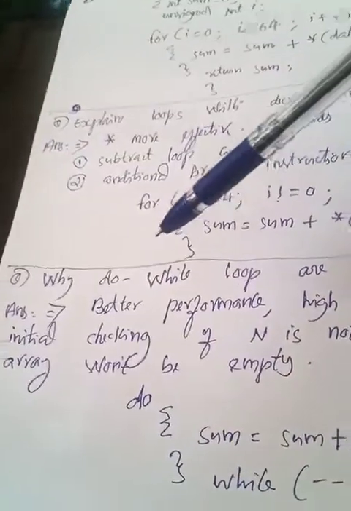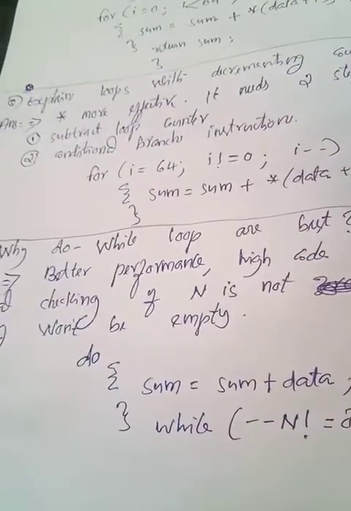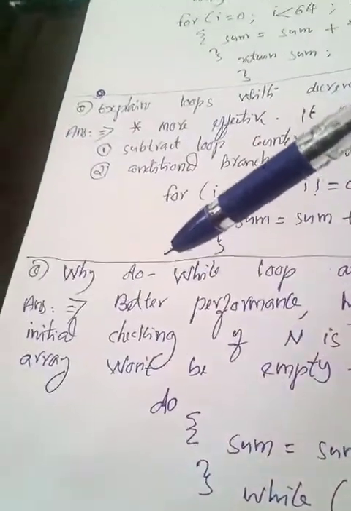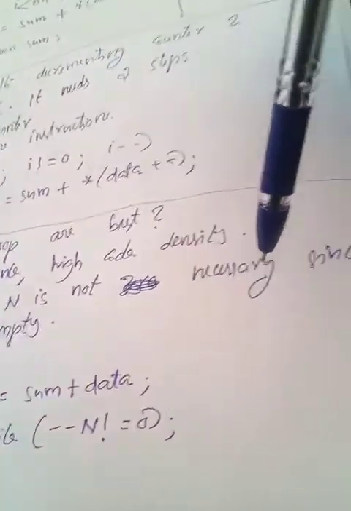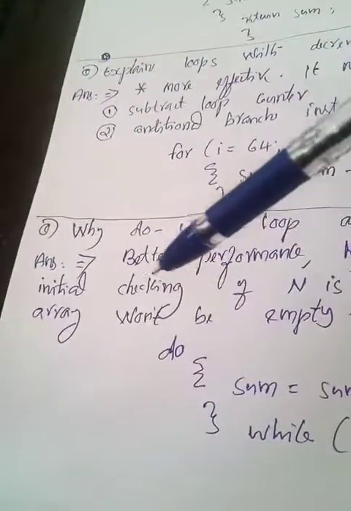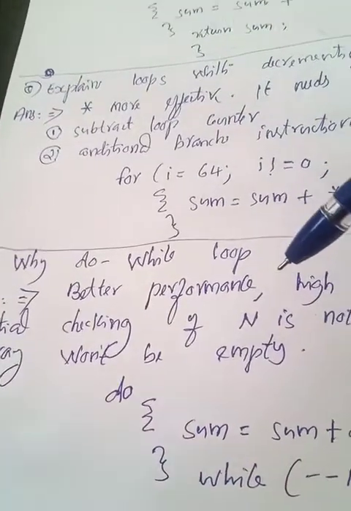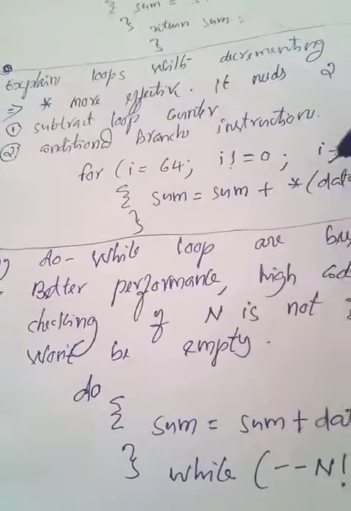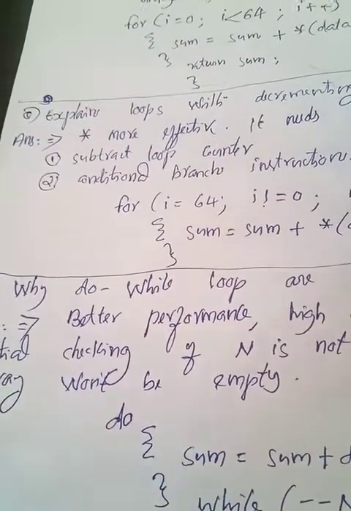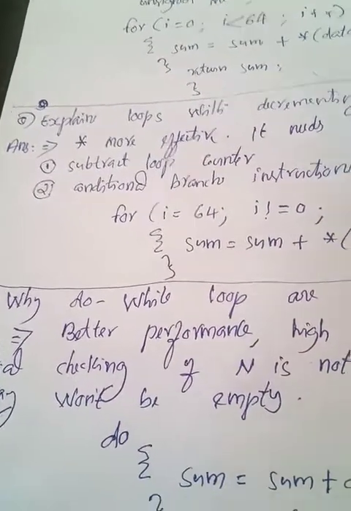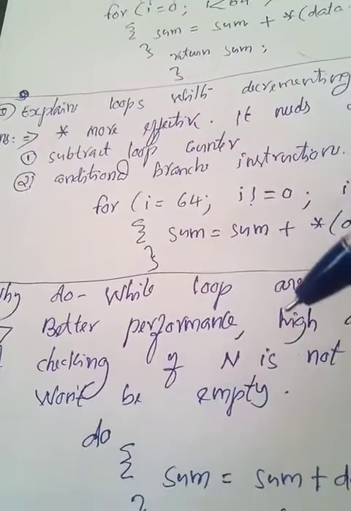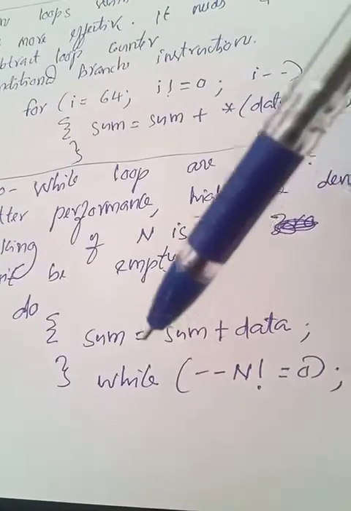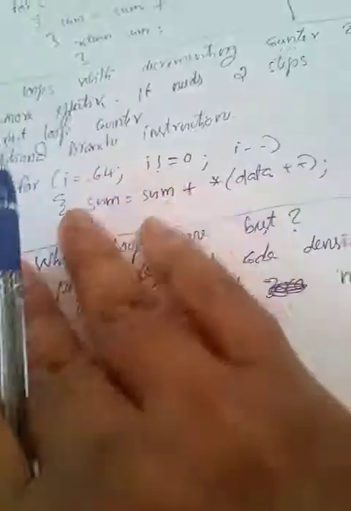Okay. Why is the do while loop the best? Do while loop has better performance and high code density. Initial checking of i is not necessary, because the array won't be empty. If you need the loop to run at least once, then you should go for do while loops, because in all cases a data packet always contains data, so you don't need to check whether it is 0 at the initial stage. So do while loop is more efficient. You can see example 2, sum equals sum plus data, while minus minus n not equal to 0.